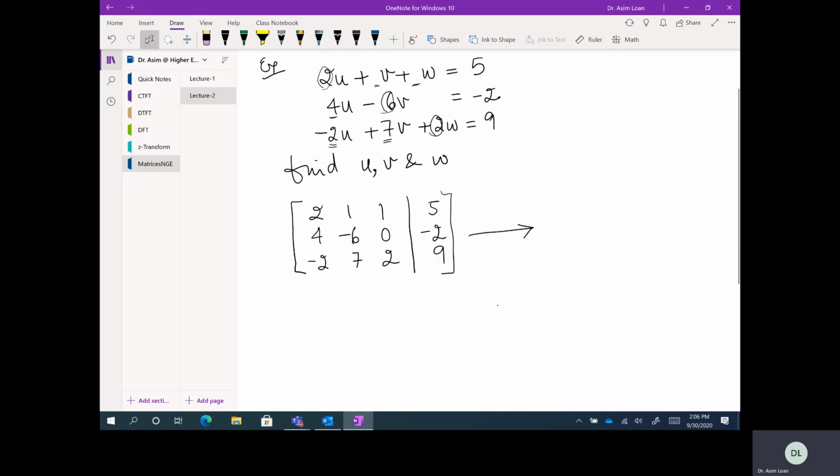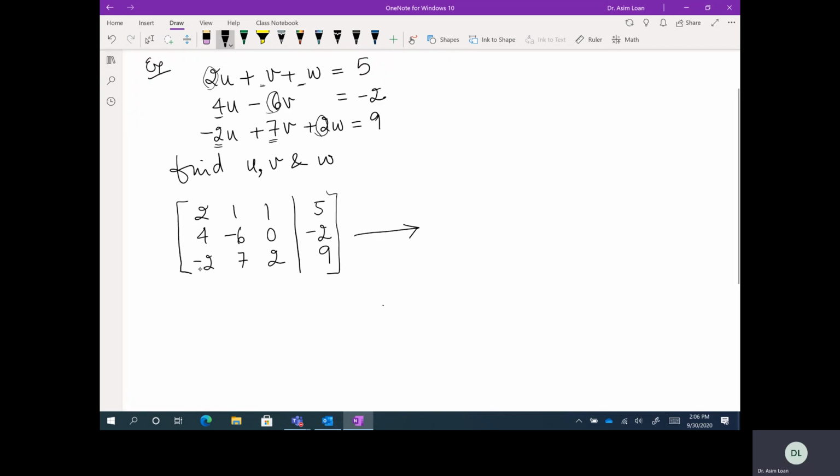So the first thing we want to do is we want to get rid of this 4. So we say minus 2 row 1 plus row 2. And then we want to get rid of this minus 2. So we'll get rid of this minus 2 by doing row 1 plus row 3. So we'll do one operation at a time. So the first row remains unchanged. 2, 1, 1, 5.